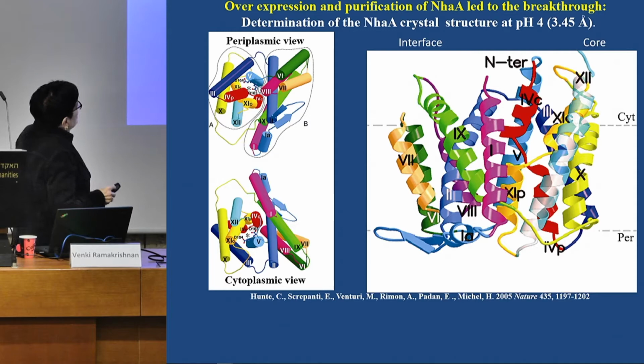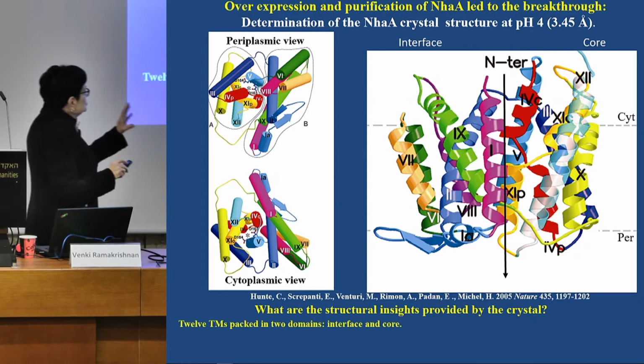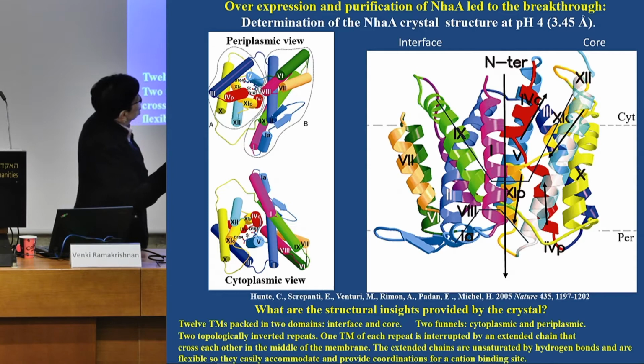Now, what are the structural insights provided by the crystal structure? Because we are talking now about something which is very dynamic, and you'll see later. So what first are the structural insights provided by the crystal? Okay, you have 12 transmembrane domains. You have a cytoplasmic funnel, a periplasmic funnel, and here you can see already inverted repeats.